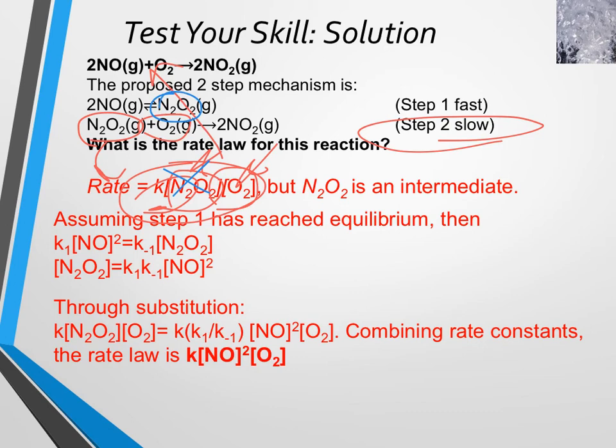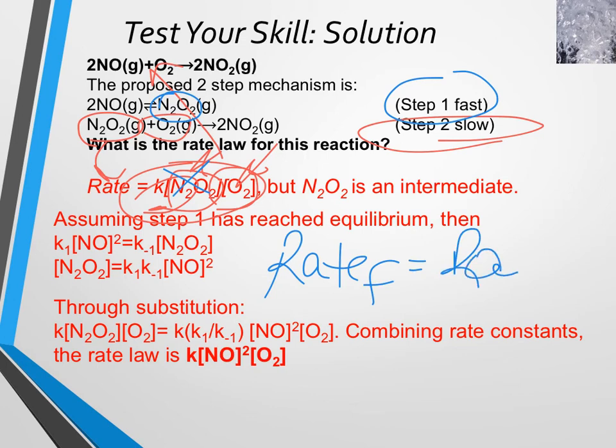And so I've got to get rid of it. Okay, the rate law has to be in terms of only reactants. So I've got to make the assumption that since step 1 is fast, it establishes equilibrium, which means the rate of the forward reaction equals the rate of the reverse reaction for elementary step 1.